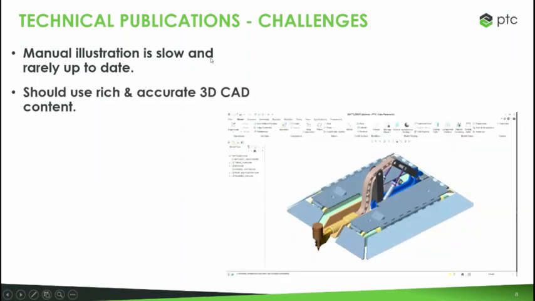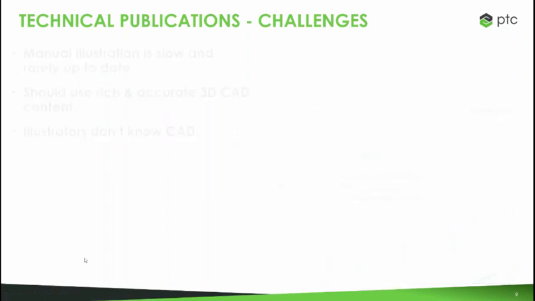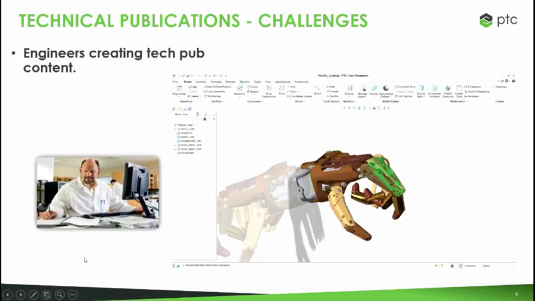And you want to be able to use that rich 3D content that your engineers have already made. You want to use that as a base for all of your technical illustrations. But it's hard because your illustrators don't know CAD. Your illustrators aren't engineers going in and making changes to the design. So what you could do is have your engineers create all of those technical publication documents that you need. But that means they're not spending time on improving the design of your product.